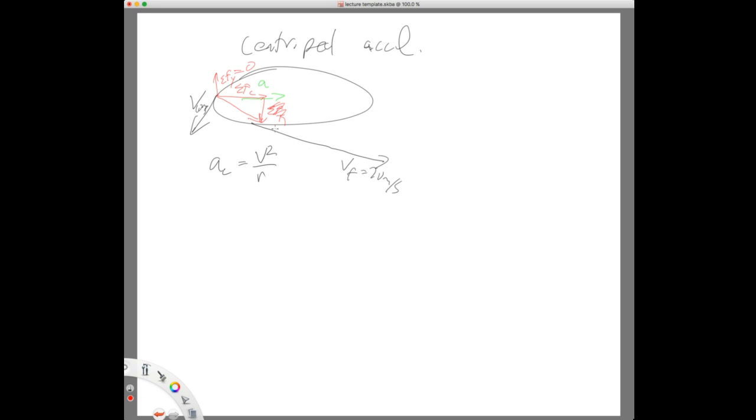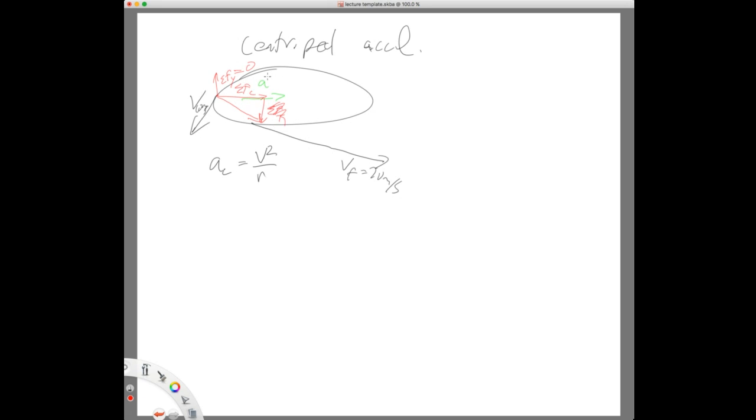If you're wondering how you speed up or slow down, well, you still have to curve, so you have to have a piece of your force going toward the center of the circle, but then you need a little piece of the force that's in the forward direction to speed up, or in the backward direction if you wanted to slow down.